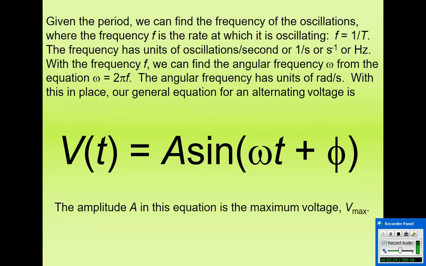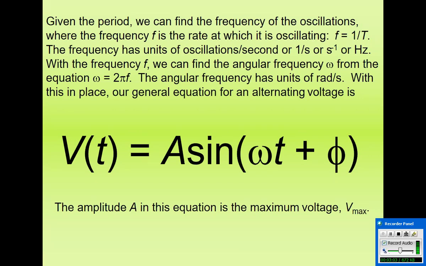A typical equation would be that the voltage as a function of time is equal to the amplitude times the sine of omega t plus phi. A is the amplitude. It is the maximum voltage in this circumstance. And of course, in the case of current, as we saw, it would represent the maximum current. Omega is the angular frequency. The angular frequency has units of radians per second.